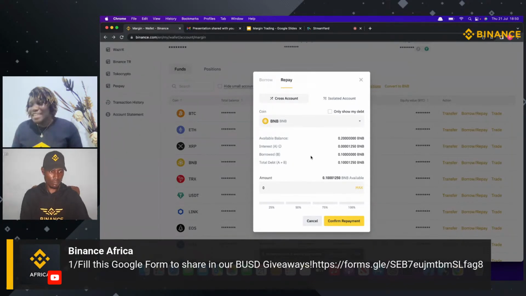This may not be too in depth, but this is basically showing you how you can transfer the funds into your account, how you can borrow, how you can trade, and how you can repay. Maybe in subsequent series, we would look at other things and explore these things in more detail.